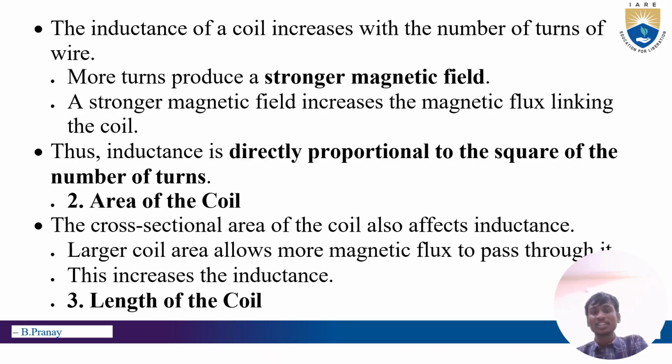Now let us talk about the area of the coil. The cross-sectional area of the coil also affects the inductance. A larger coil area allows more magnetic flux to pass through it, so more area means more inductance. Less area means less magnetic flux passing through it, so it decreases the inductance. As the cross-sectional area is more, the inductance is more. As the cross-sectional area is less, the inductance is less.